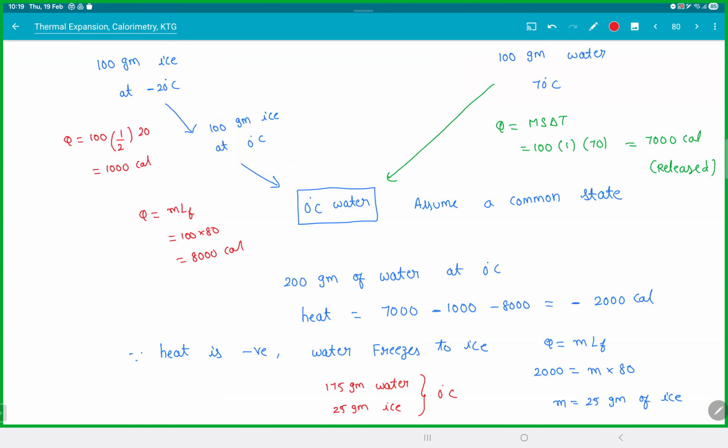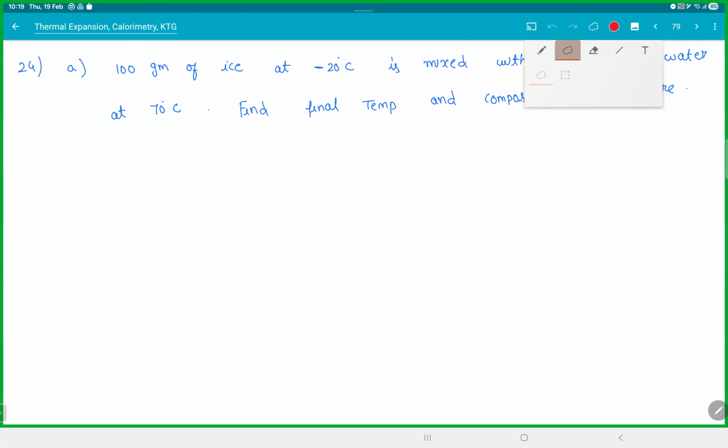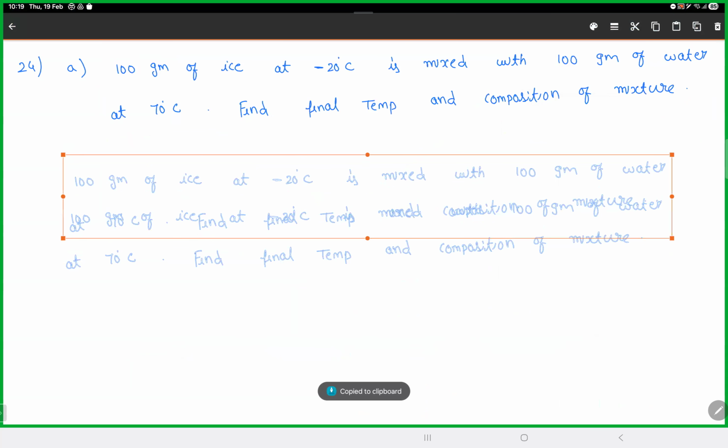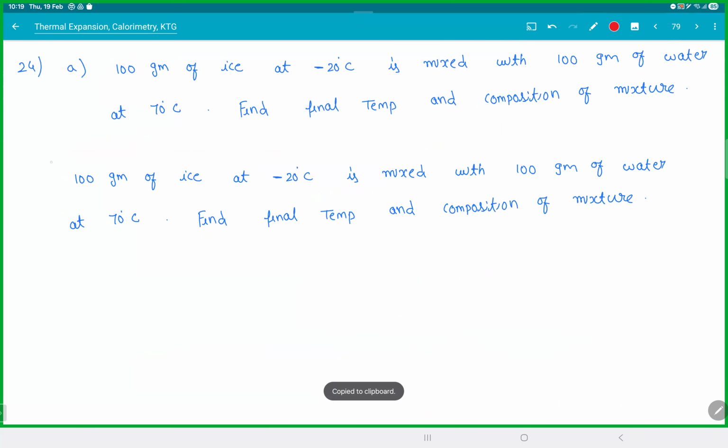Is the question clear? Everyone understood the process? So same thing. Can you do the B part, but this time this is 100 degrees. I just changed the numbers to 70, 100. Can you do this?